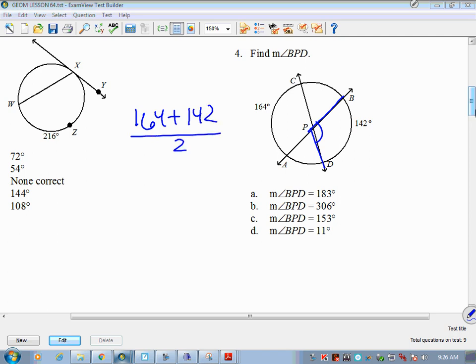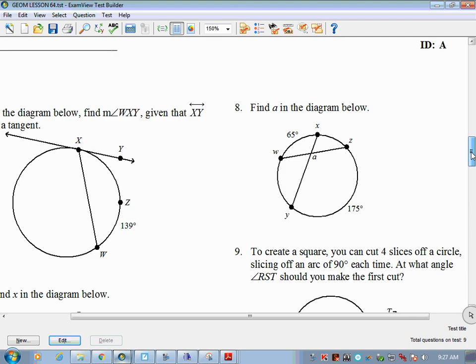Okay, what's 164 plus 142? Is that 306? 306. 306 divided by 2, 153. 153 degrees, works right there. Okay? So far, so good. Let's come down here.